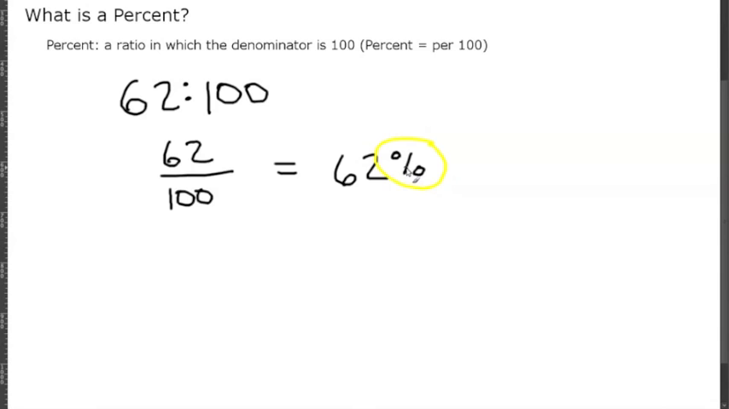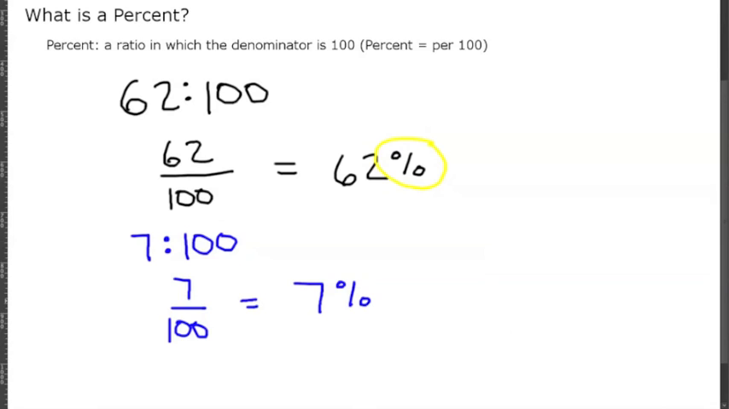This is the percentage sign, and it always follows the number. Let's say that you have 7 to 100. The second term in this ratio is 100, so the denominator is also 100. 7 over 100, or 7 per 100, and that is going to be equal to 7%. So think 7 per 100. 7%.